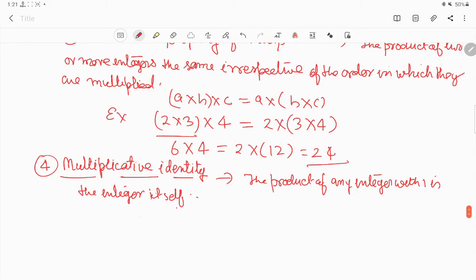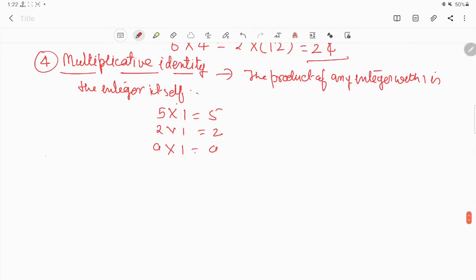Example, 5 into 1 is equal to 5. 2 into 1 is equal to 2. In general, we can say a into 1 is equal to a, where a is any integer. This is called the multiplicative identity.